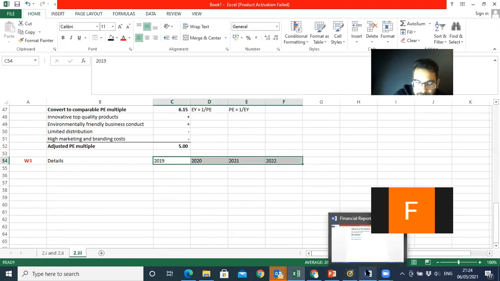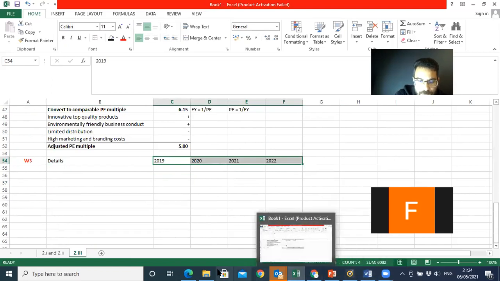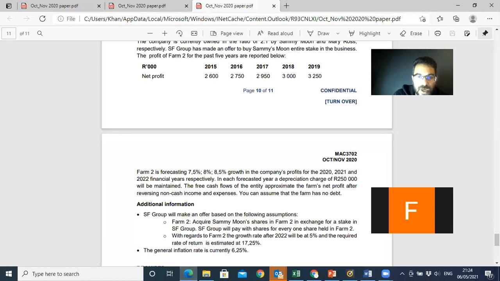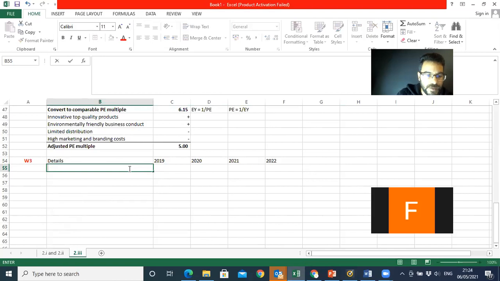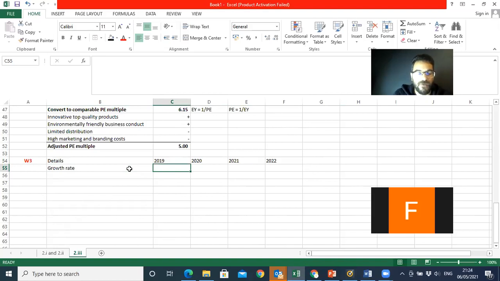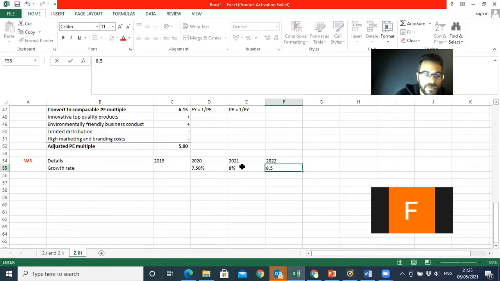So let's have a look. The earnings were as follows. The earnings in 2019, the net profit, was 3250, also in rand thousands. So we will start off over here with growth. The growth rate is nothing in 2019 because we have 2019 already. In 2020, it is a 7.5% increase. In 2021, 8%, and in 2022, 8.5%.